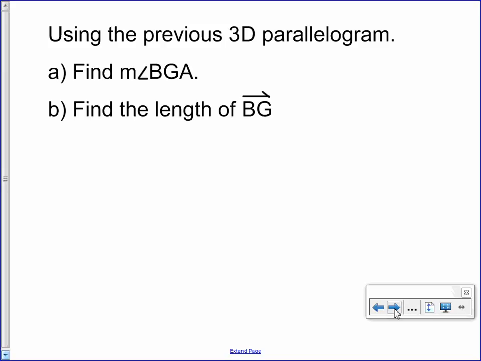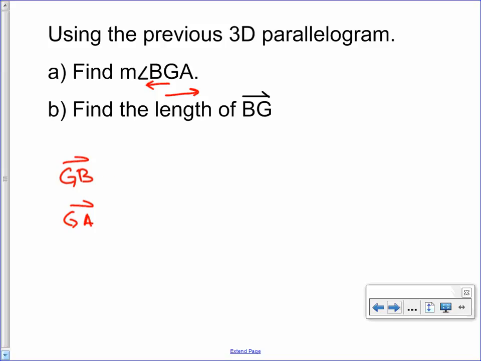So, in space, how do you find the angle of something in space? Well, this brings us back to last time. Remember, to find the angle, we need two vectors. So we need vector GB and vector GA.